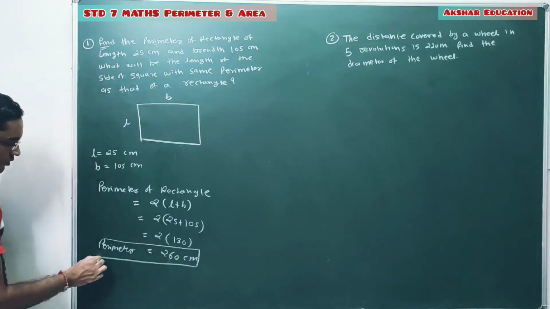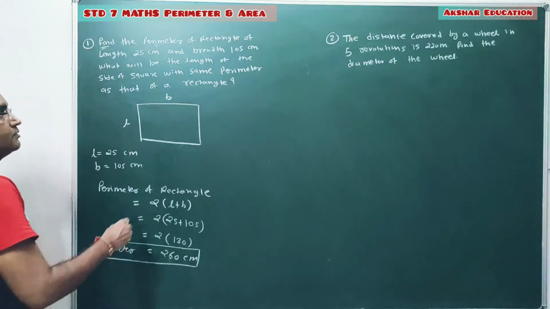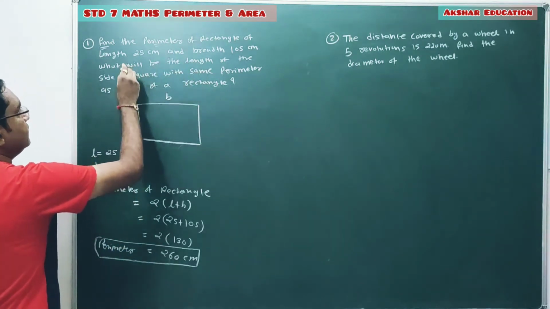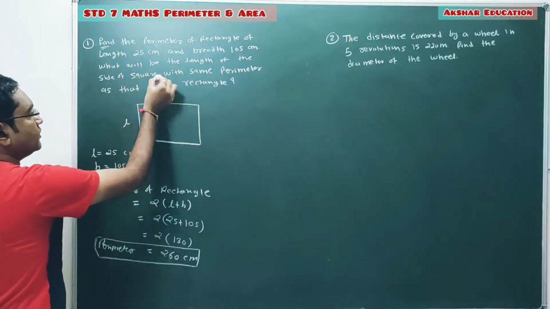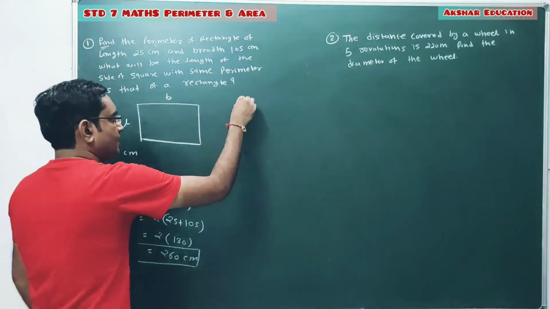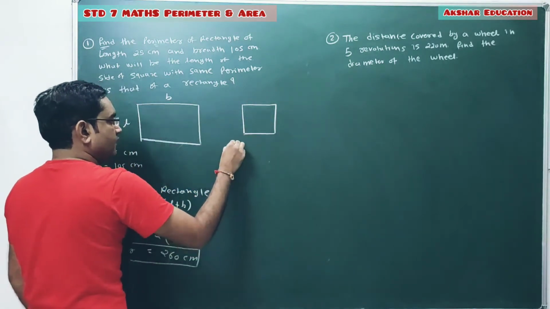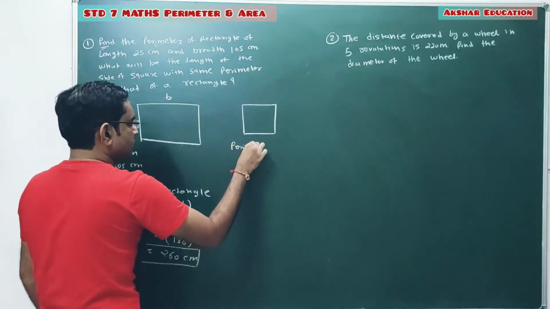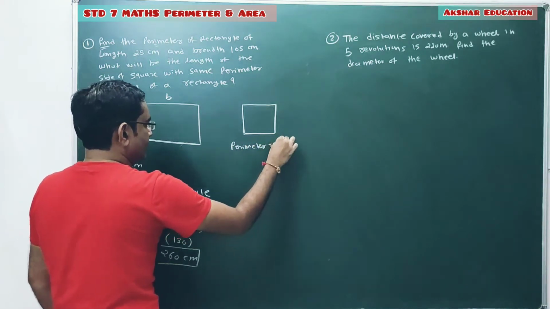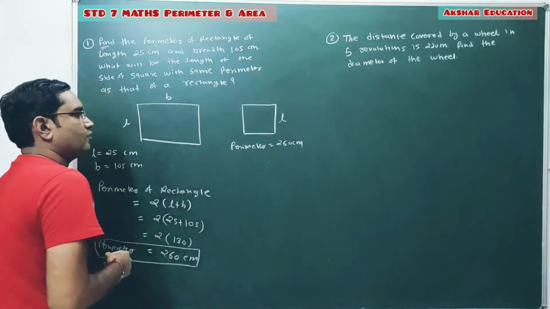Now you have to find the length of the square whose perimeter is 260 centimeter. है ना? Read the question. What will be the length of the side of the square with the same perimeter? That means one square is there whose perimeter is equal to the perimeter of the rectangle, which is equal to 260 centimeter. Find the length of this square.